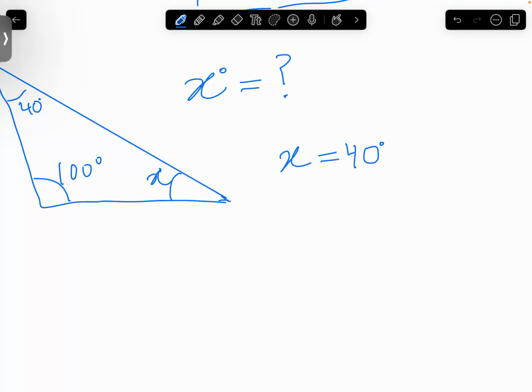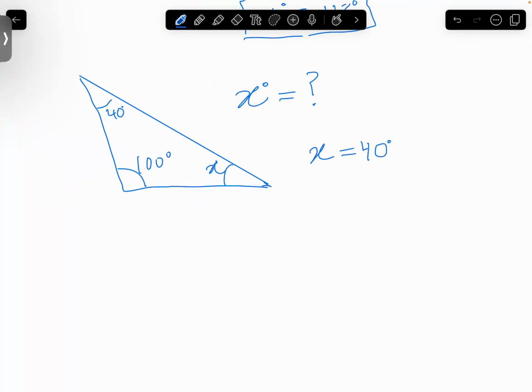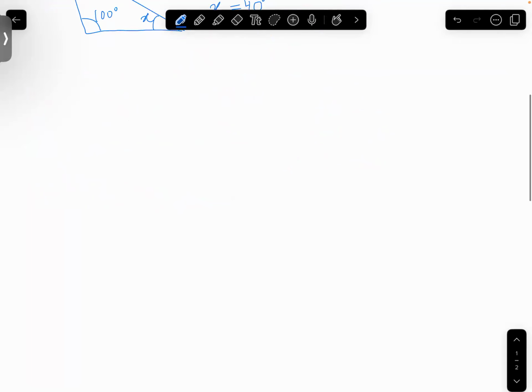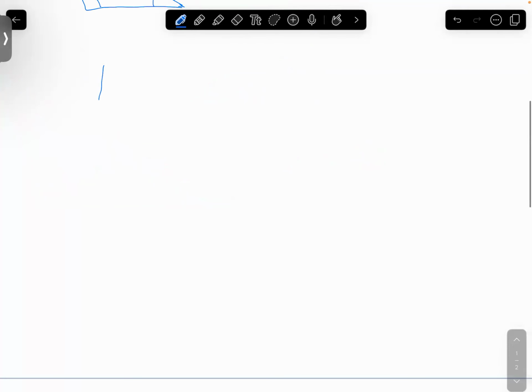Okay, good job. All right. So next question is this one. This one might be a little trickier, but I want everybody to try first and then I'll give the answer. So this is 40 degrees. This is an isosceles triangle. And find both of these degrees.